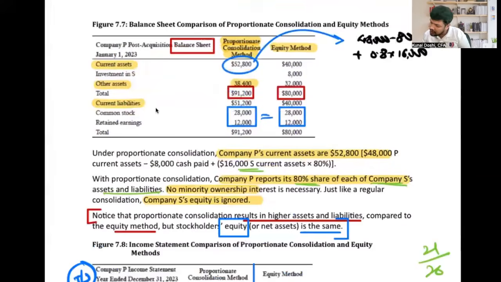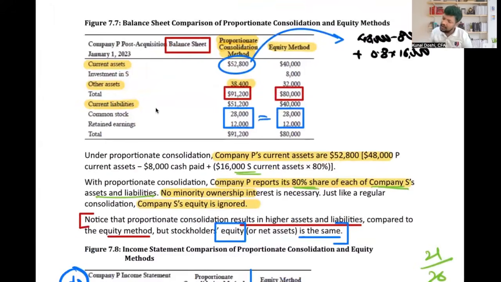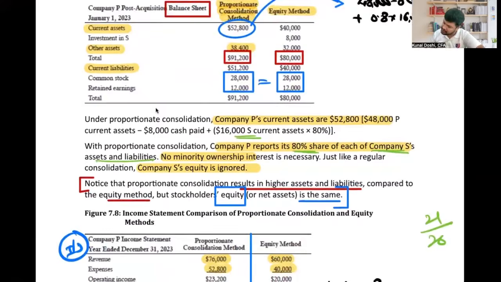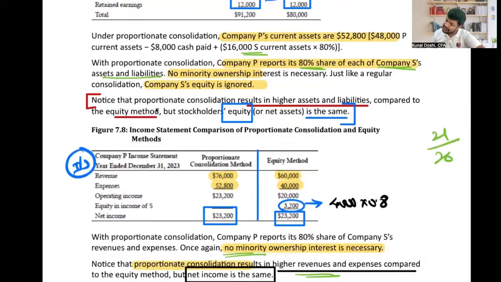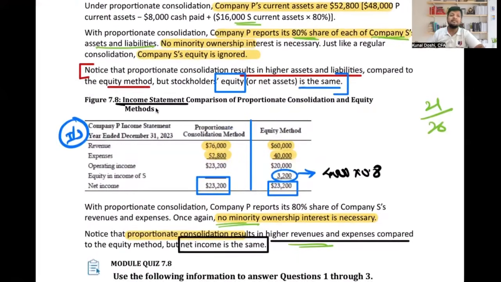Okay. So see here in proportionate consolidated method, did we take the entire company's assets and liabilities of the subsidiary? No, we take the proportionate share only. All right. And therefore, you will not see any minority interest here. Same way, when it comes to income statement, we are going to take proportionate share of revenue and expenses. Again, there is no need of minority interest.